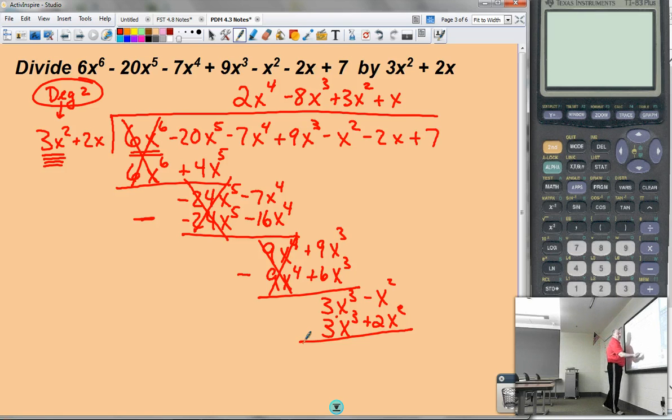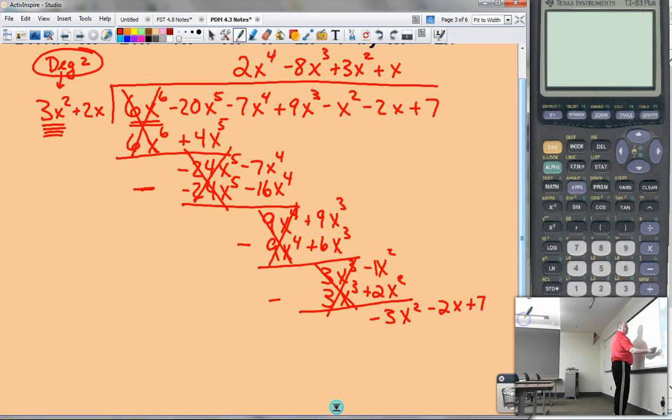Subtracting, the 3x cubes will drop out. Minus 1x squared minus another 2x squared is negative 3x squared. And I still have minus 2x, and just for the heck of it, I'm going to put plus 7. I'm going to start scrolling down a little bit. This is my last one, almost done. The degree in my divisor is 2. My degree down here at the 3x squared is also a 2. So this is my last one.